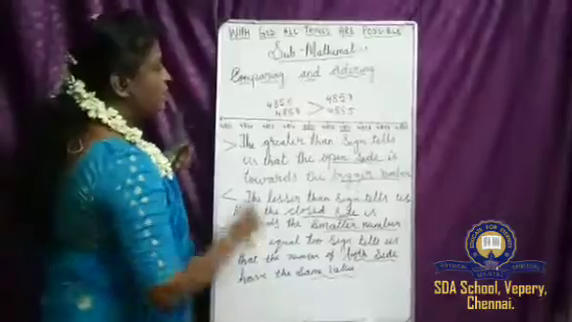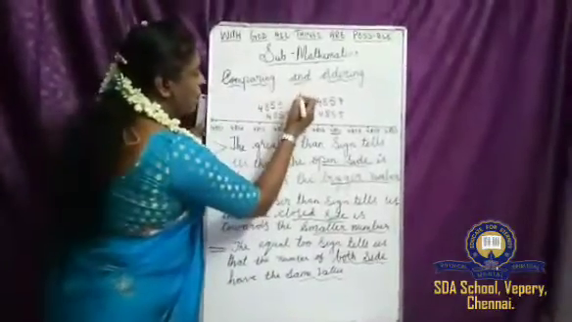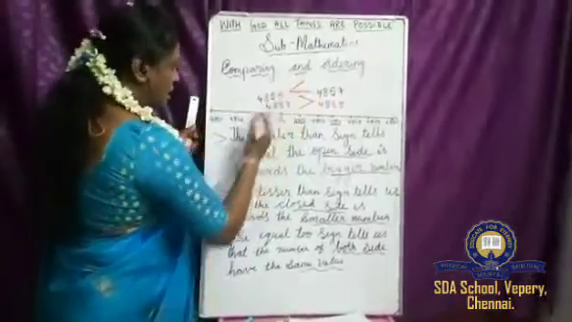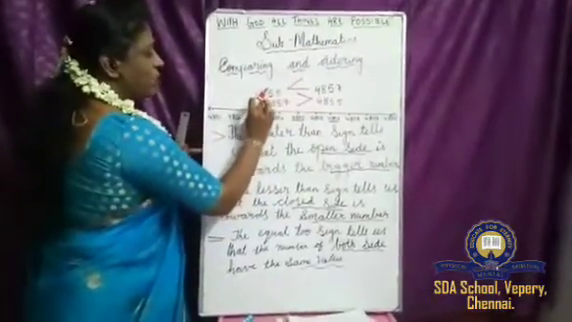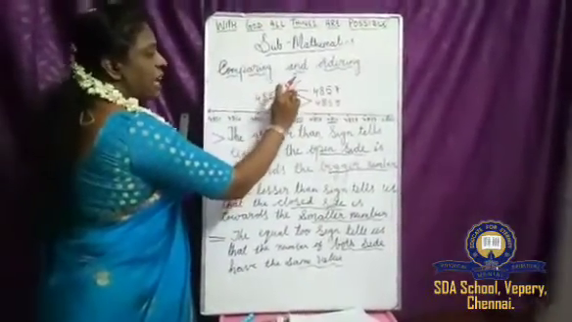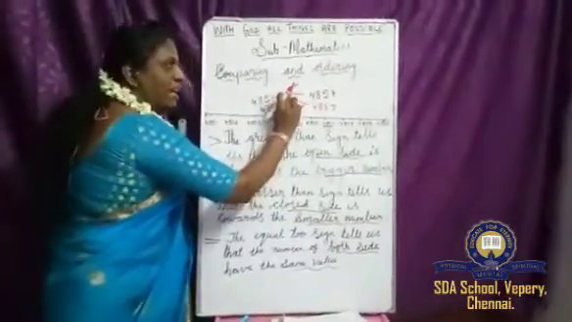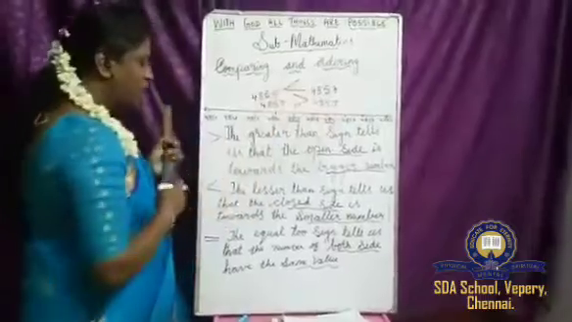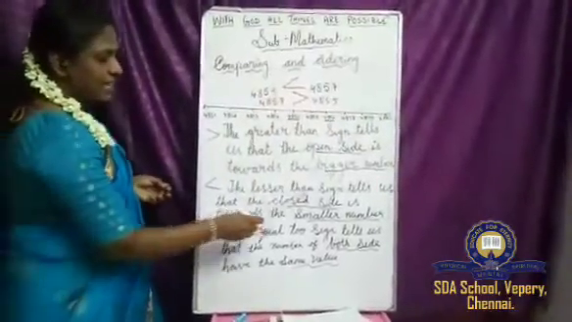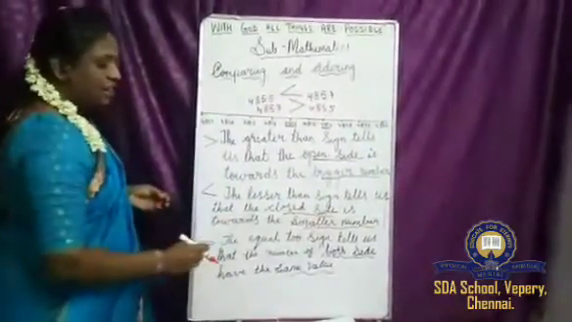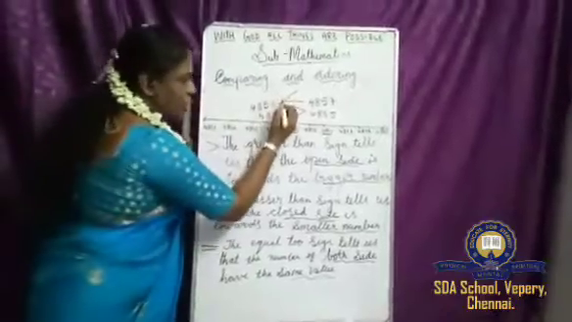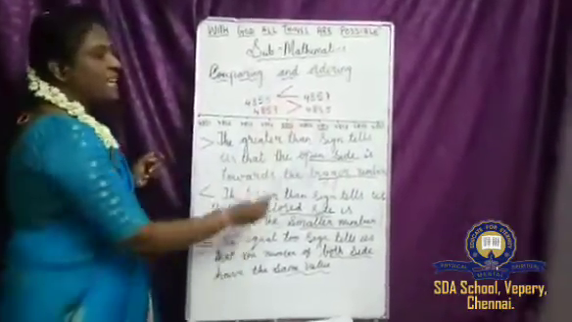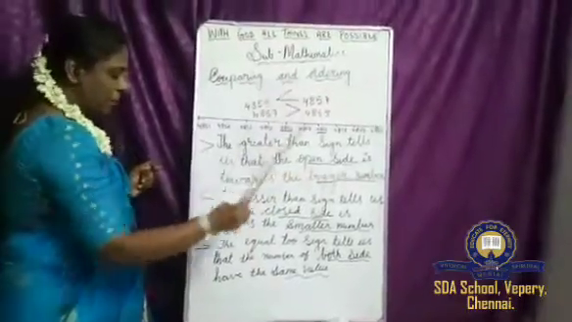This is smaller. You write like this. This is called smaller. Now we say 4,855 is smaller than 4,857. So the lesser than sign tells us that the closed side, which is pointed and closed, is towards the smaller number.